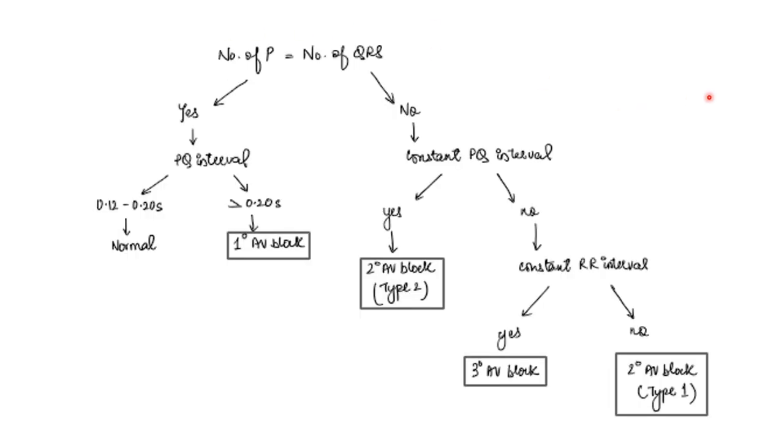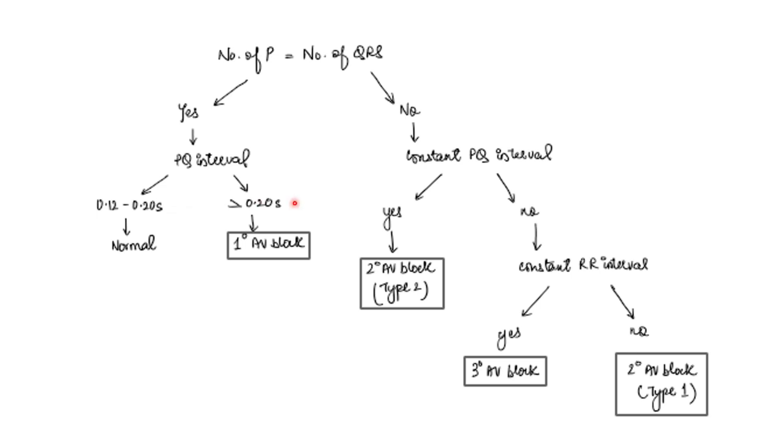Here is the mind map that they showed us in class, and you can draw this during your test as well, on the side, just to help you in case you get confused. So first thing you do is you check if the number of P is equal to the number of QRS. If yes, then you can have a look at the PQ intervals now. And if it's between 0.12 to 0.20, then you know it's normal and there is no block of any sort. If it is shorter than 0.12, then it's probably a syndrome of pre-excitation.